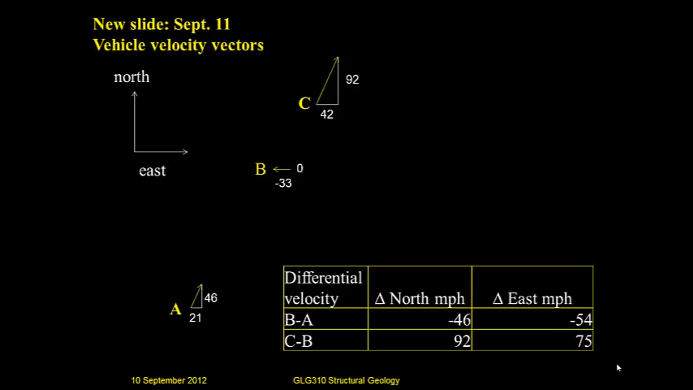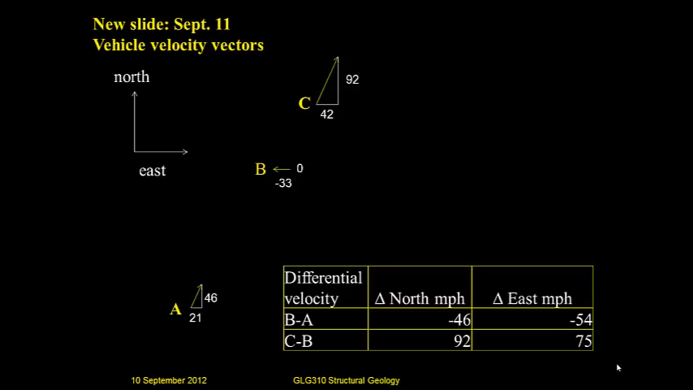A is moving to the right, or east, at 21 miles per hour, but B is moving to the left, or west, at 33 miles an hour, so they're coming together at 54 miles an hour. Sign convention tells us that when it's negative, they're closing or getting close together. And so that area between A and B would be shortening.